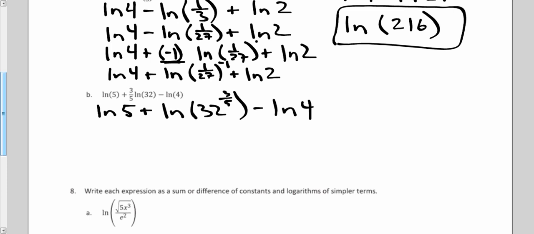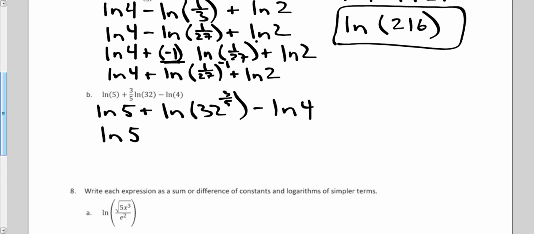It's the 5th root of 32 cubed. So, 5th root of 32 is 2, right? 2 times 2 is 4. Times 2 again, so 2 to the 3rd power is 8. 2 to the 4th power is 16. 2 to the 5th power is 32. So the 5th root of 32 is 2. And then I cube that.